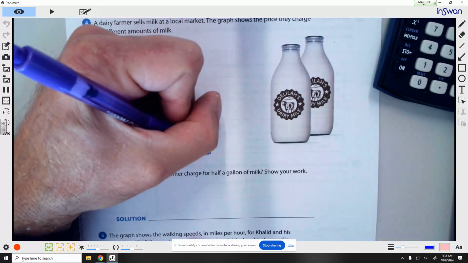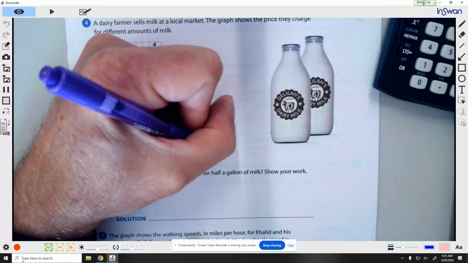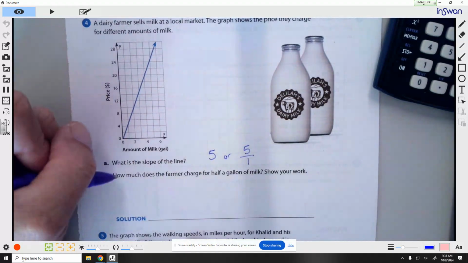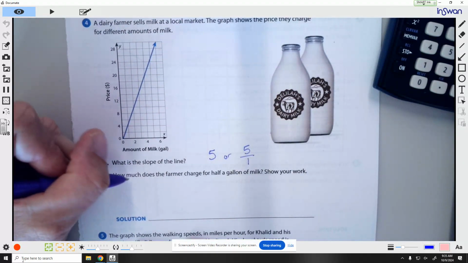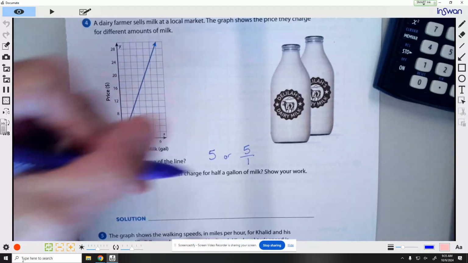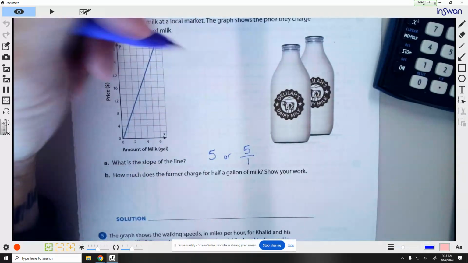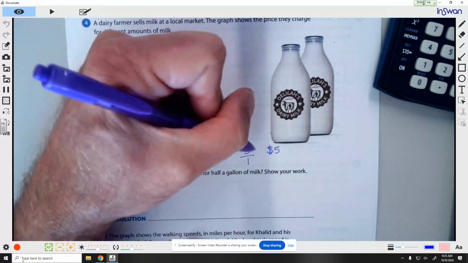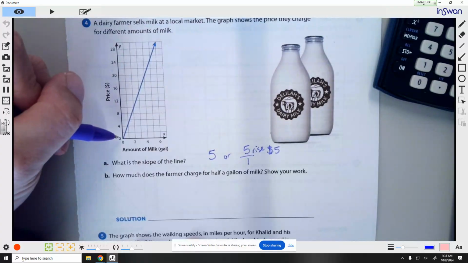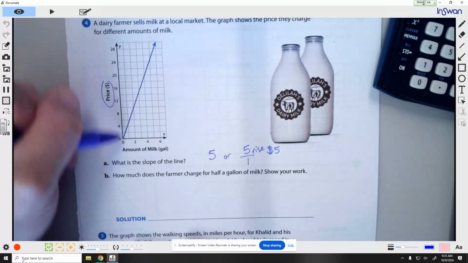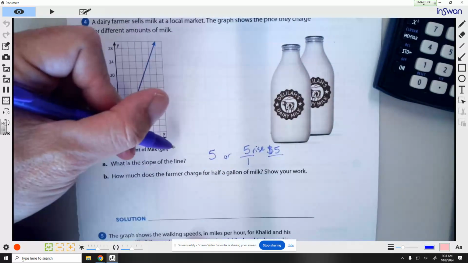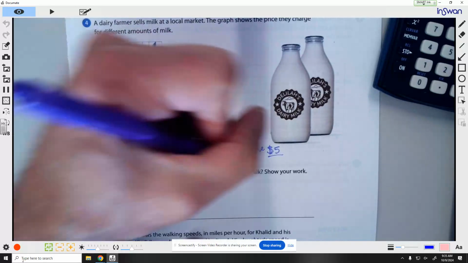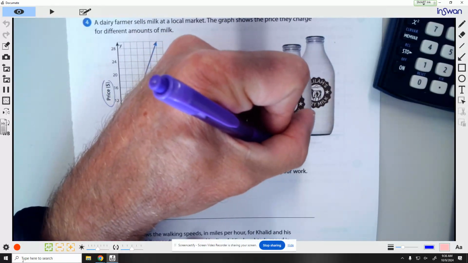Okay, hopefully you came up with 5 or 5 over 1. So that's going to take us down to letter B. How much does the farmer charge for half a gallon of milk? Well, we need to understand what this 5 over 1 means. This 5 over 1 means $5 because that's the rise, right? If I look at my graph, my rise is the price. It's how much is going up. Over the run, and that's the amount of milk, so that is in gallons. So $5 per 1 gallon.